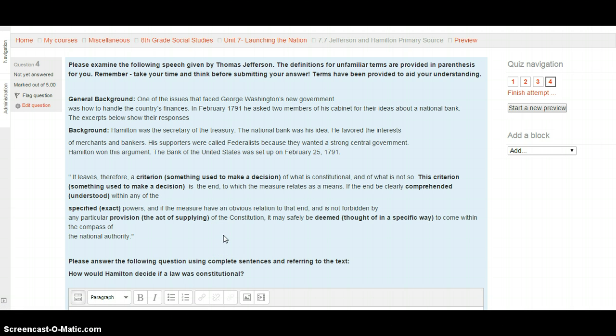Here is our last one for today. We're still talking about Alexander Hamilton. This is the end of what he said. And remember, he's our Secretary of Treasury. National Bank was his idea. He really supported the interests of merchants and bankers. His supporters were called Federalists, and he won this argument creating the U.S.